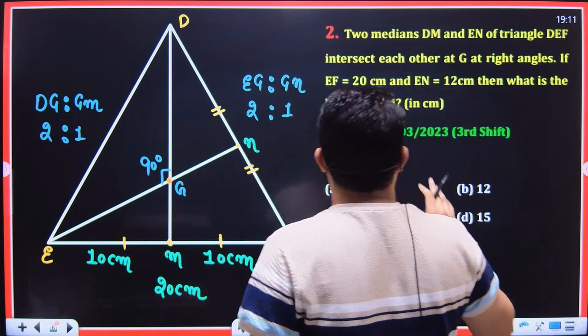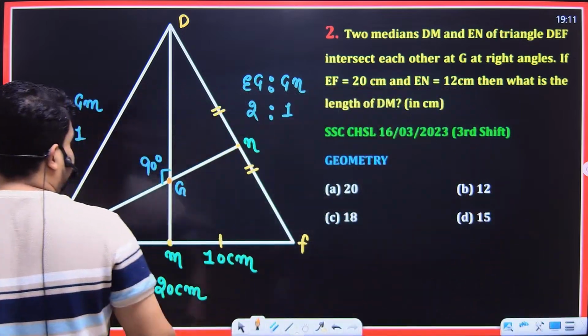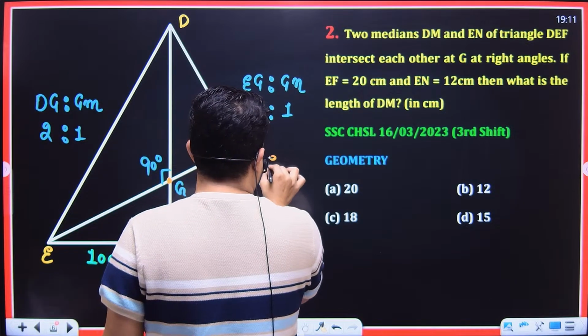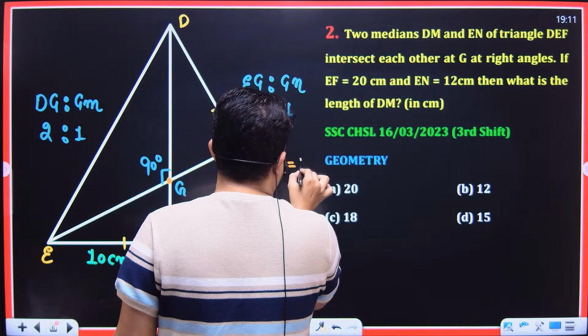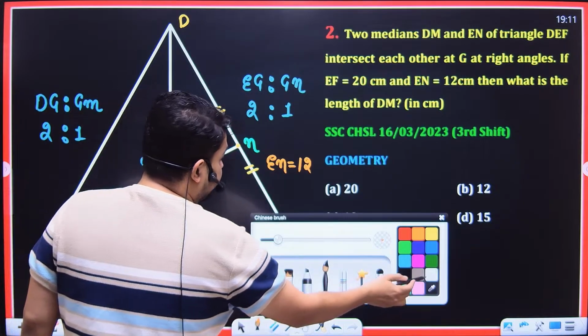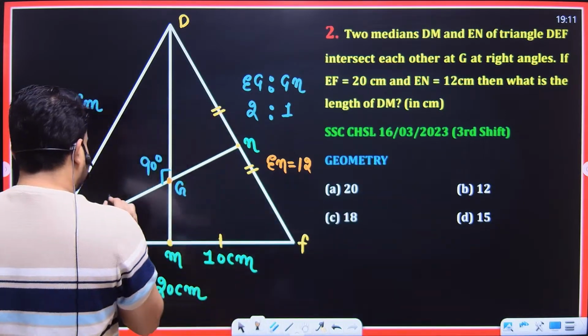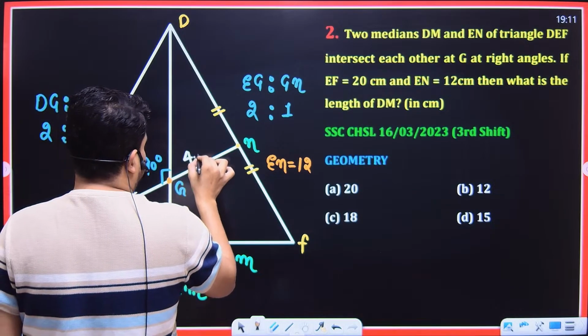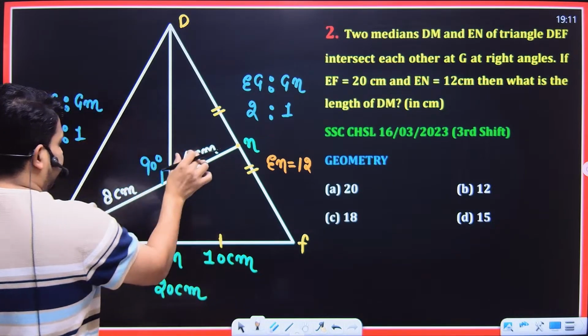What we have given, EN is equal to 12 centimeter. This complete line, EN, is 12 centimeter. So I can break it into two parts in the ratio 2:1. So this line would be 8 centimeter and this line would be 4 centimeter, because we have a ratio 2:1.